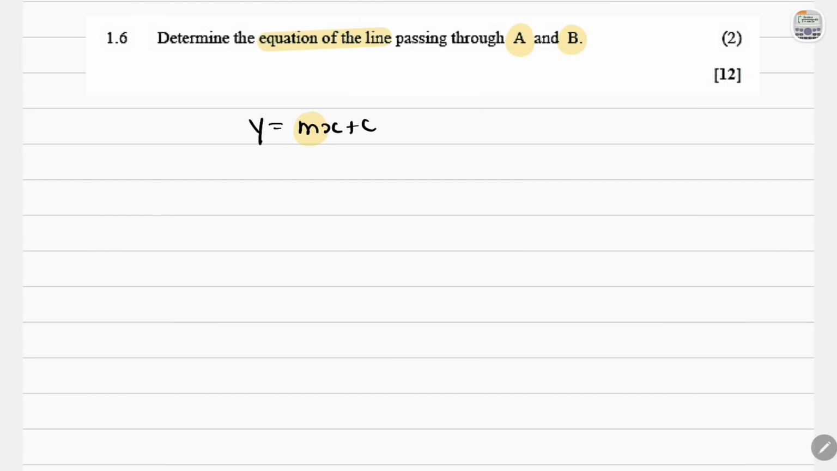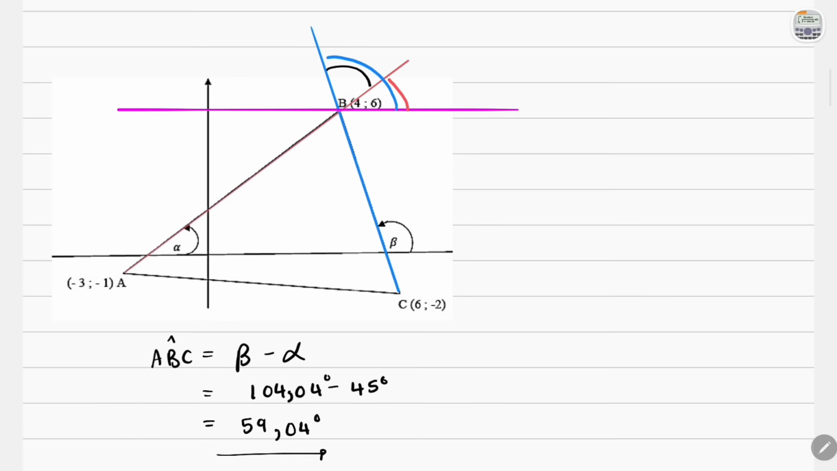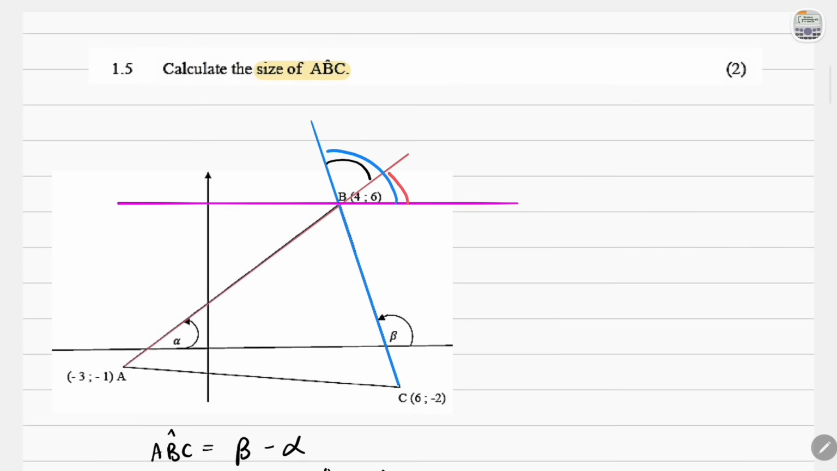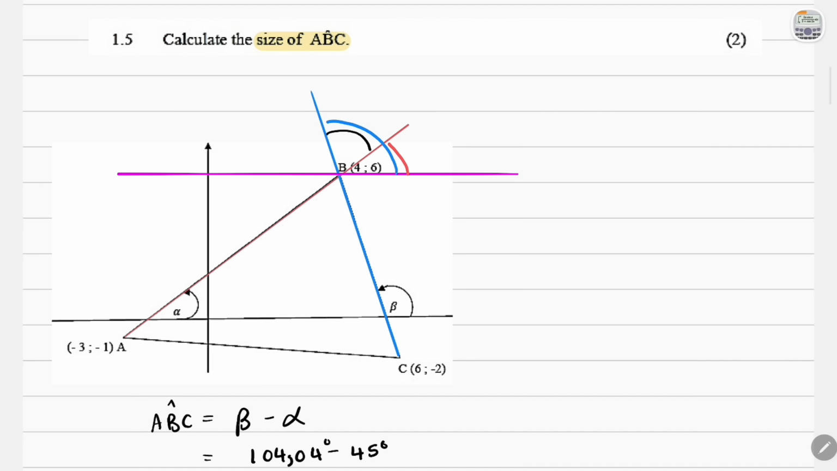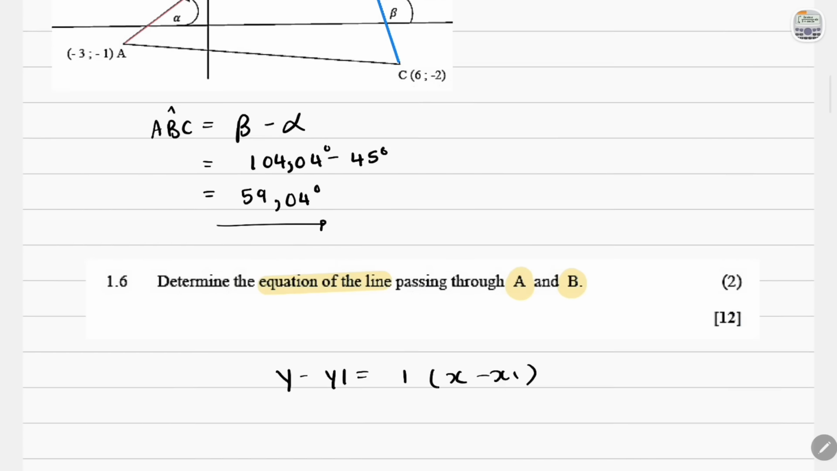So you can use this equation, or you could use this one. I'll just go ahead and use this: y minus y1 equals m times x minus x1. In place of m, we fill in the gradient. Now for x1 and y1, you're just going to substitute one point on AB, since this line passes through A and B. I'll take B because it's easier, 4 and 6.